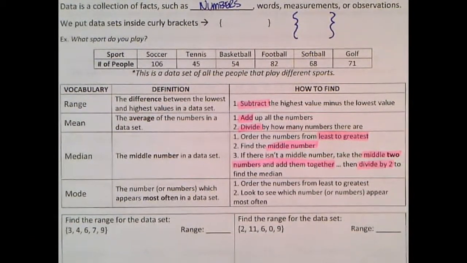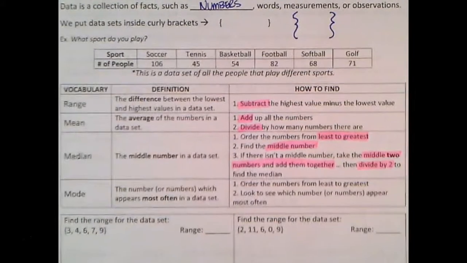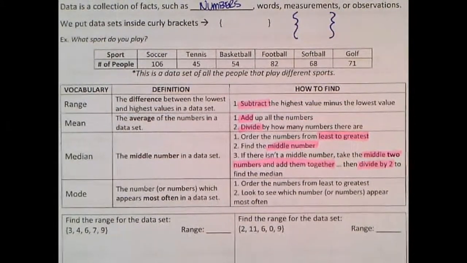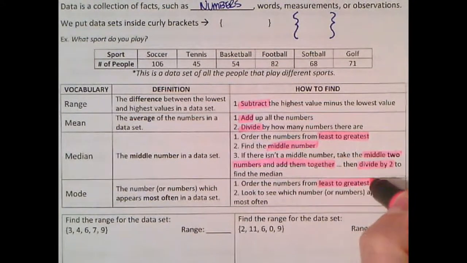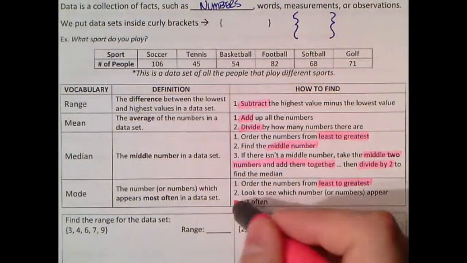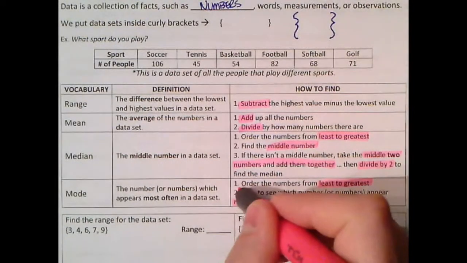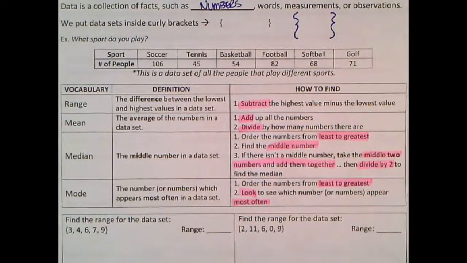So think about it this way. Mode, most, both have that O sound in there. So you're figuring out which one happens most often. So figuring this one out, again, you're going to order them from least to greatest, and then you're going to look to see which number or numbers appear most often. So looking to see which ones appear most often.